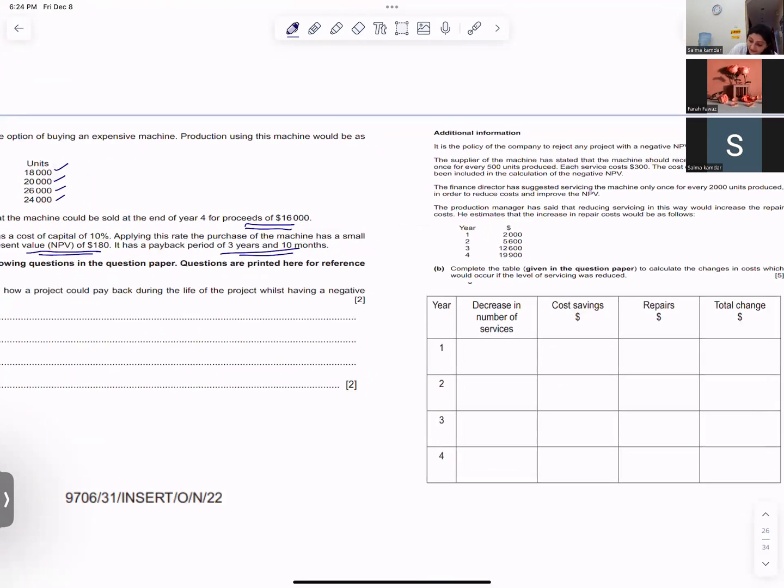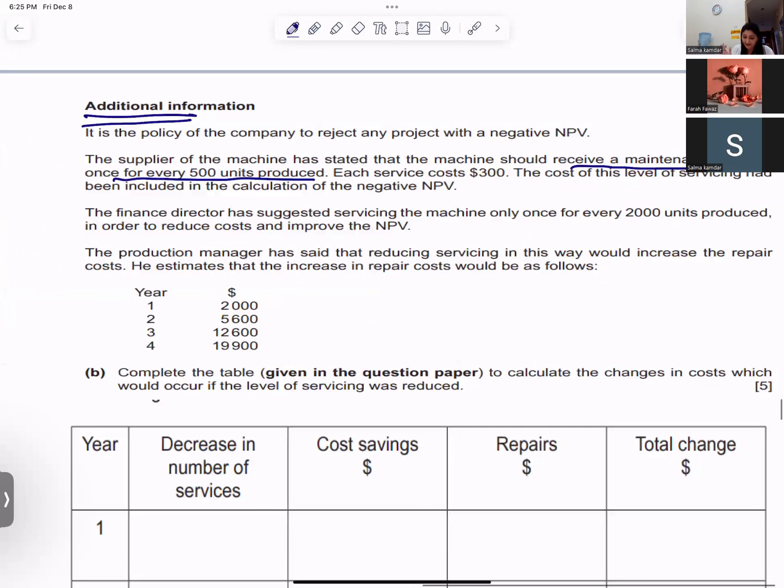Yes. Now I have additional information. Read. It is the policy of the company to reject any project with negative NPV. The supplier of the machine has stated that the machine should receive a maintenance service once for every 500 units produced. So every time you produce 500 units, you have to service the machinery, and the service cost would be how much?